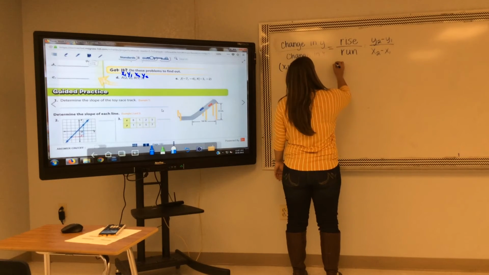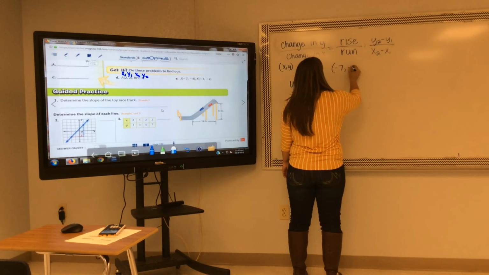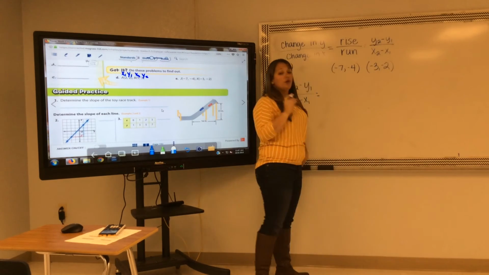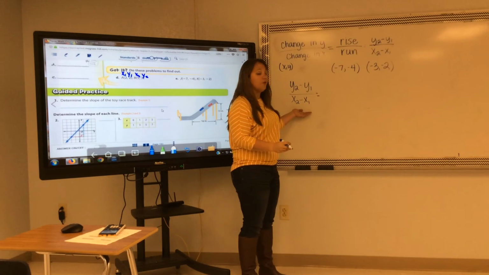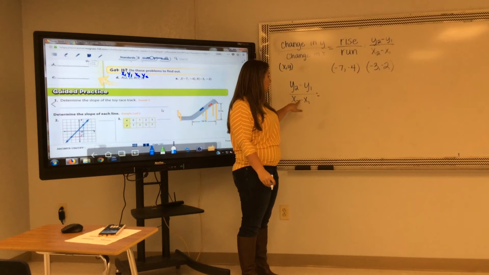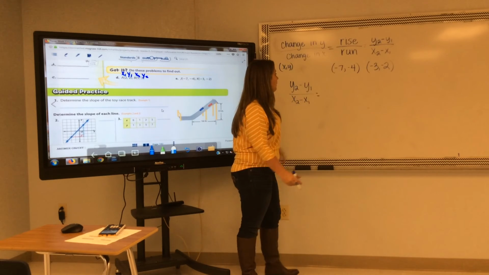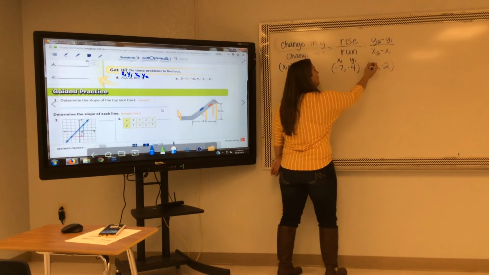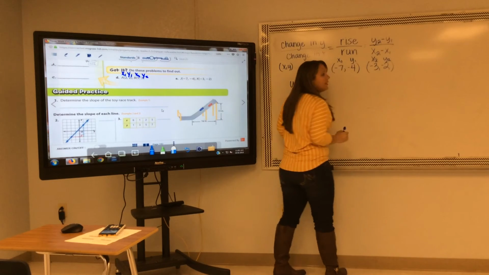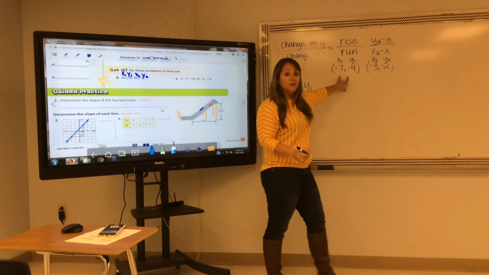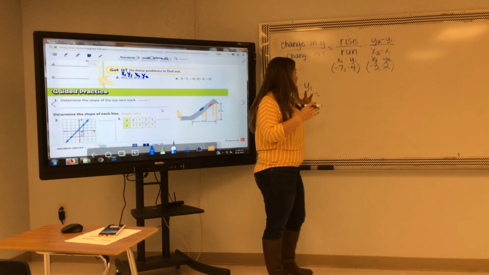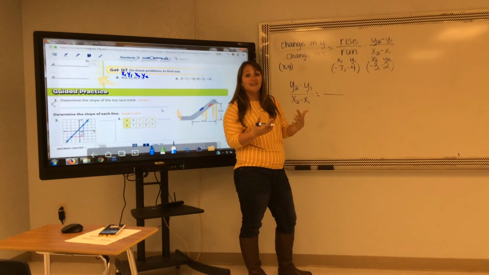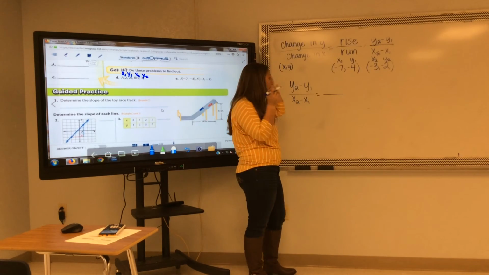I have J is (-7, -4), and K is (-3, -2). You must write down the equation, the formula: y2 minus y1 over x2 minus x1. Then I'm going to label my points. You must label your points. x1, y1, x2, y2. This first point is point 1, my second point is point 2. Then I set up my problem, making sure that I keep my second point first and my first point second. That formula sets it up there for you, so you don't have to do that mentally in your mind.